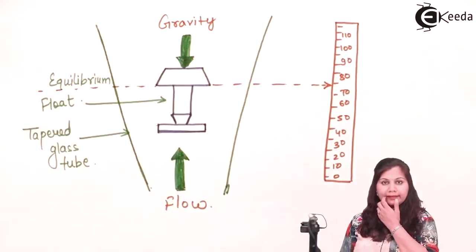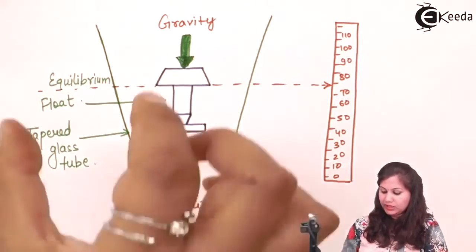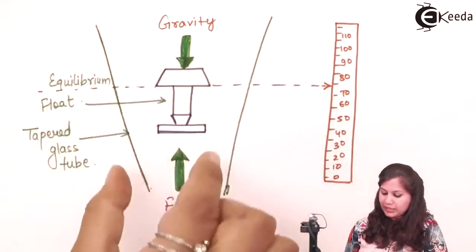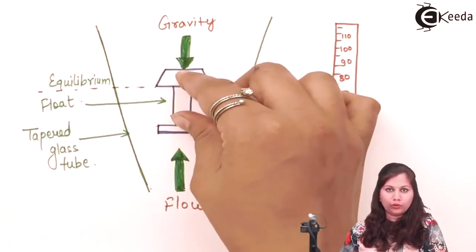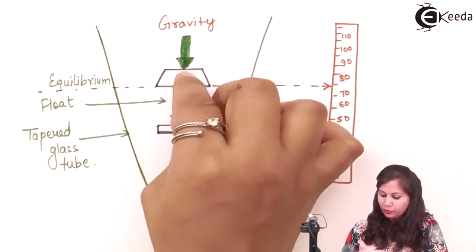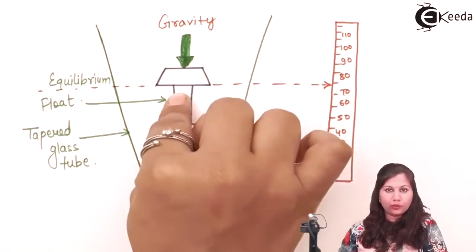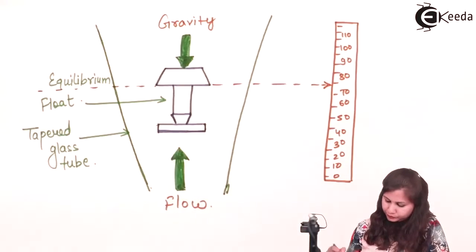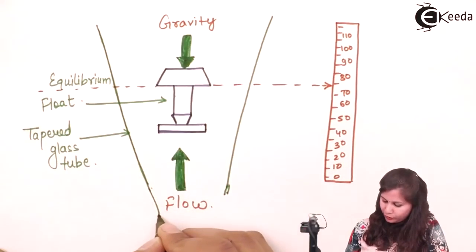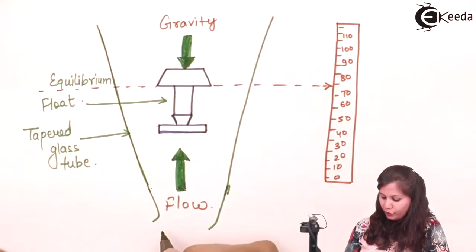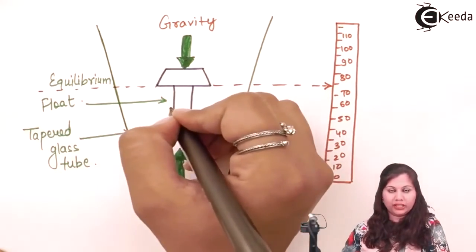So this is the diagram for the rotameter. You can see it consists of a tapered glass tube, and in this glass tube we have the float. Now, when the fluid starts flowing, the float is somewhat bent in shape from downwards. So from here the fluid starts flowing in it.